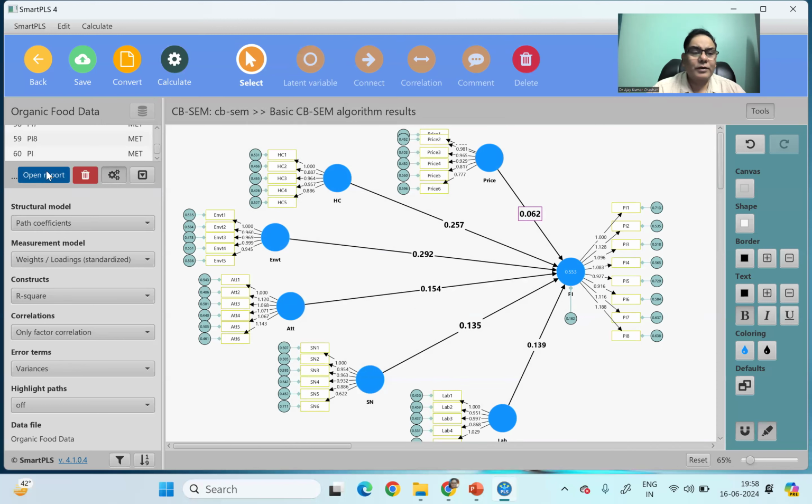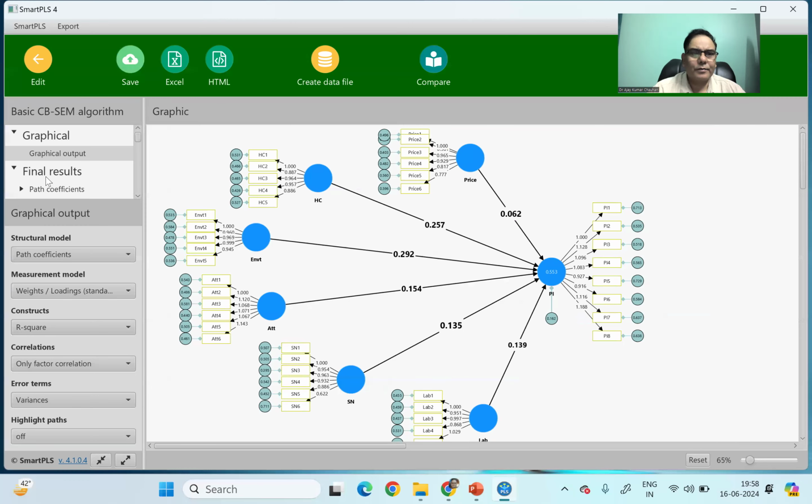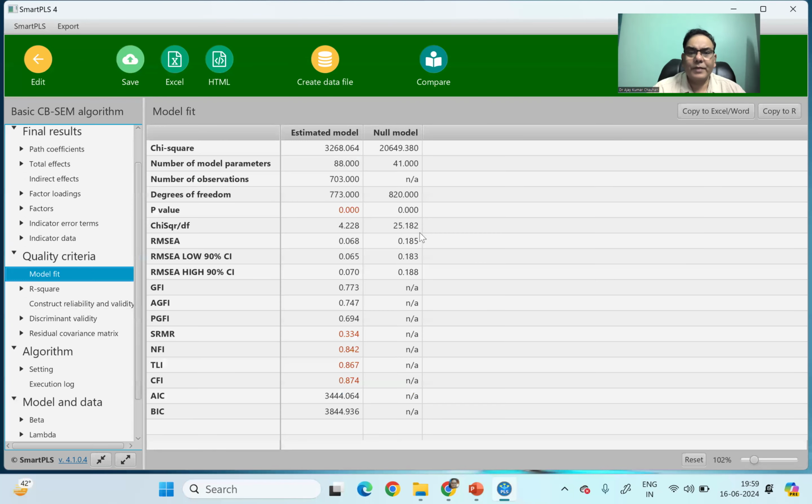So all the values are there. Yes. So in quality criteria, you have a model fitness. And in model fitness, you have to check 5 values. Number 1, chi-square upon degree of freedom. This value should be less than 3. यहाँ पे थोड़ी ज़्यादा है. This value should be less than 3. हालांकि less than 5 भी चल जाती है. But ideally it should be less than 3.